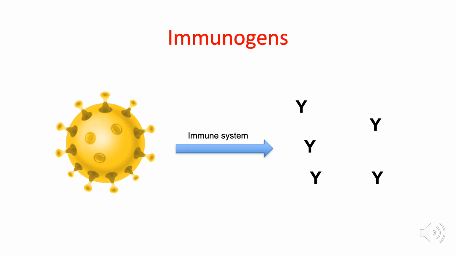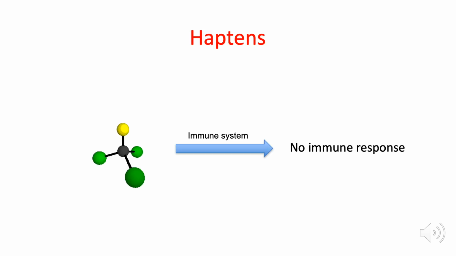Again, an immunogen is a substance that when introduced to the immune system will cause the immune system to produce antibodies, and these immunogens will also act as antigens because they can bind to the specific antibodies produced against them. A hapten or an incomplete antigen when introduced to the immune system will not generate an immune response.